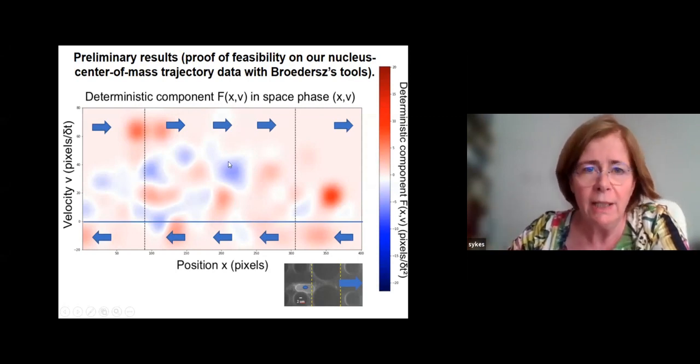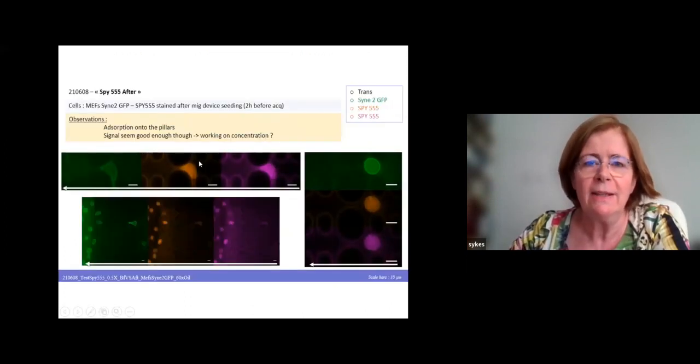So we are now setting up our new experiments at École Normale Supérieure, trying to develop this analysis. It will take some time, but this is the idea right now.